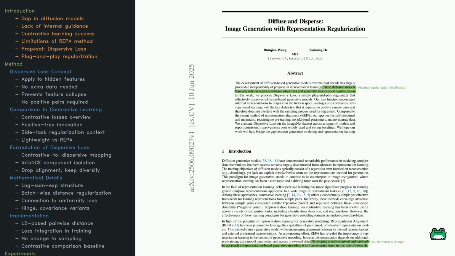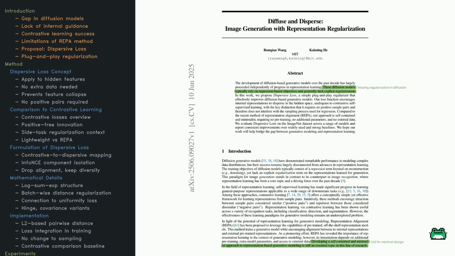That's in sharp contrast to image recognition, where learning good internal features has been a central goal for years. Think about self-supervised learning methods like contrastive learning, which train models by pulling together similar pairs and pushing apart different ones. They've made huge strides in visual understanding. But here's the twist. These contrastive methods haven't really made their way into generative modeling.